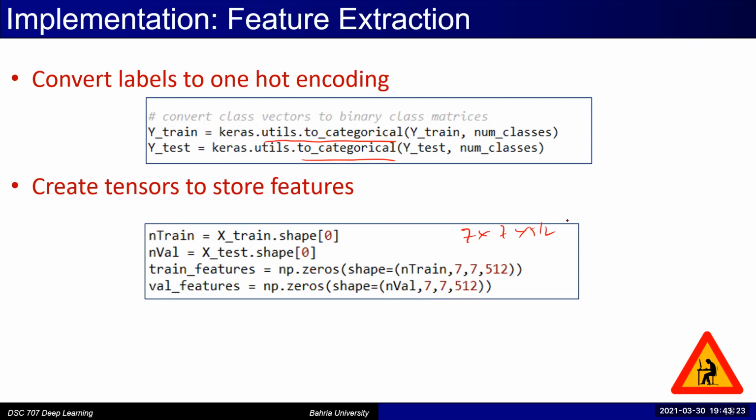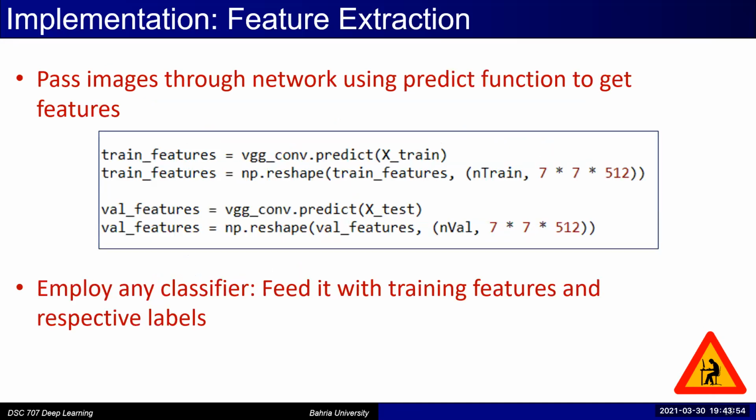7 × 7 × 512. Okay, because we are just doing a forward pass. We are just doing feature extraction. So you see these statements, which you see here, we are creating empty matrices, right? So that we can store the features. So we have one matrix for storing the features of training data, 7 × 7 × 512, and the other one in which we are initializing with all zeros, in which we'll be storing the features that are computed for our test or validation data, right?